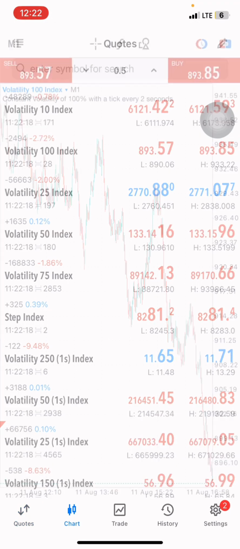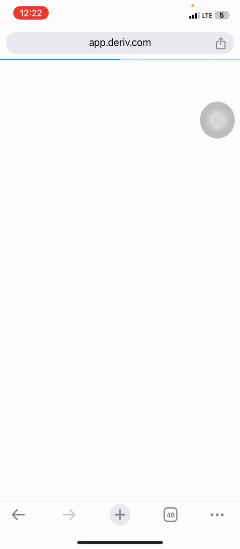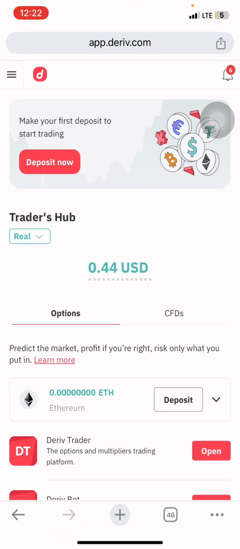So now we know what volatility indices are. We know how they work. I've explained to you how they work, how they obey price action like crazy, and how you can possibly make a lot of money from them.